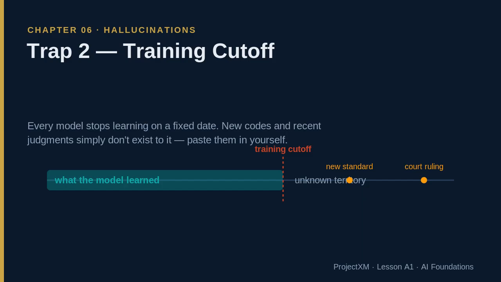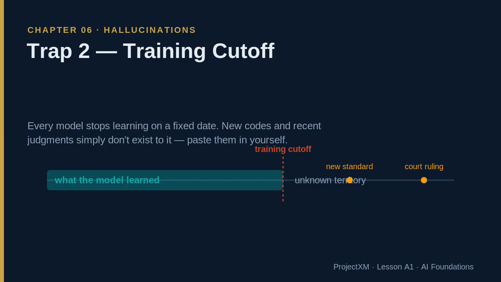Meaning if a brand new building standard was released like 2 months ago, or a major appellate court just overturned a precedent last week, the model is entirely blind to it. It will confidently advise you based on the obsolete patterns it learned 3 years ago. You cannot rely on it for breaking regulatory changes without manually pasting that new text directly into your prompt.